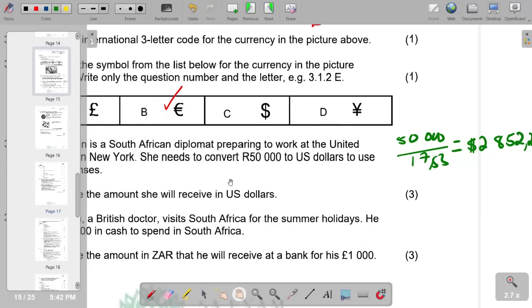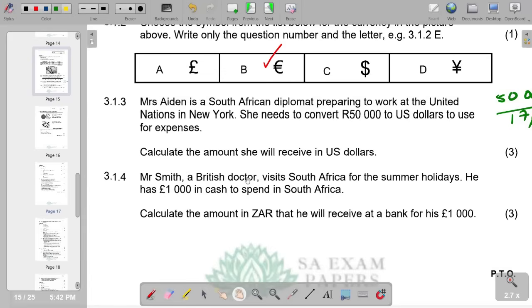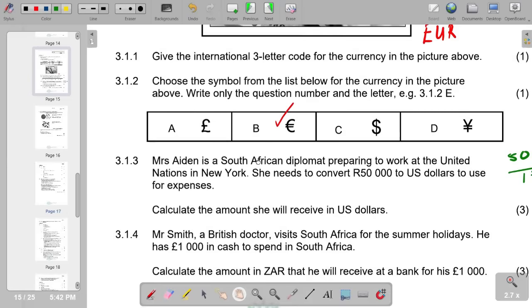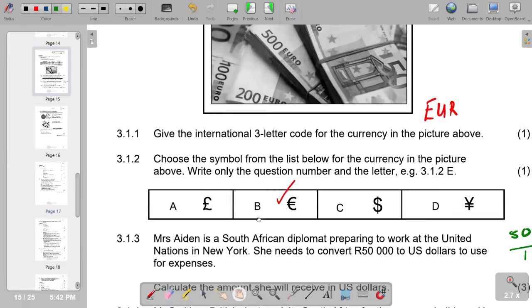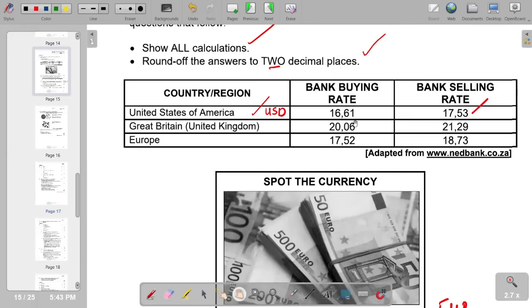We now move on to the next one, which says Mr. Smith, a British doctor, visits South Africa for the summer holidays. He has £1,000 in cash to spend in South Africa. Calculate the amount in ZAR that he will receive at a bank for his £1,000. So this person needs to sell the pounds, and when he sells to the bank, the bank will be buying. So we go to the buying rate of the pounds according to our table. You see that the pound is for Great Britain, the UK. On this part we've got a buying rate of 20.06.